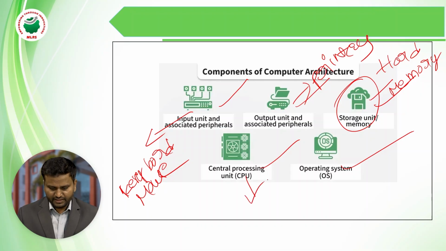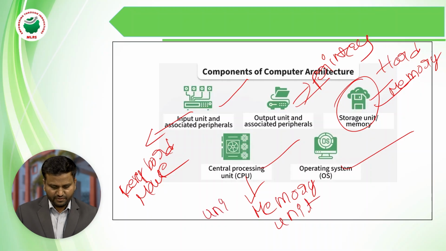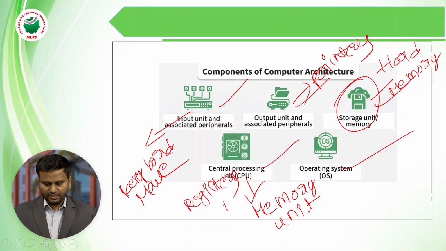And the central processing unit is nothing but, in the central processing unit we have the major arithmetic logic unit and control unit. We have a memory unit also, and we have a lot of registers. Here we have registers, and through the registers the communication will be done. In registers also we have bits and bytes.